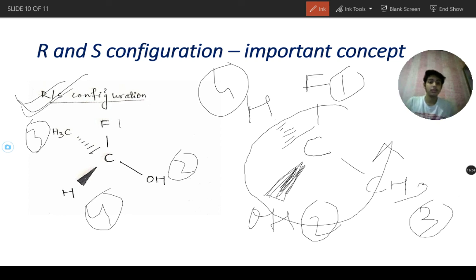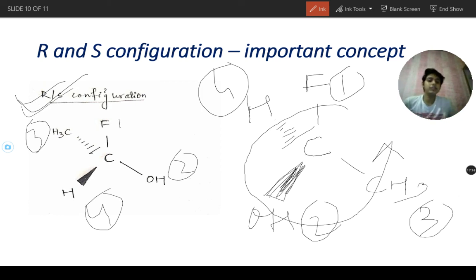Just remember, when the order goes anti-clockwise, it is S configuration, and your hydrogen must be away from you, meaning at the back side. It should not come towards you. When the hydrogen is away from you and you are going in an anti-clockwise way, it is S configuration.